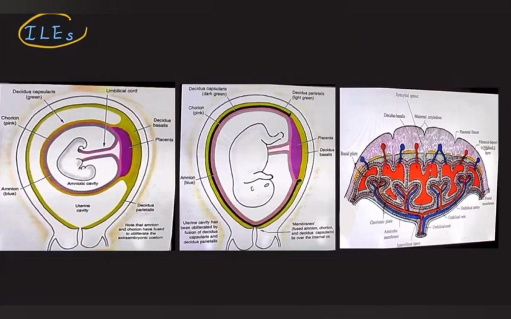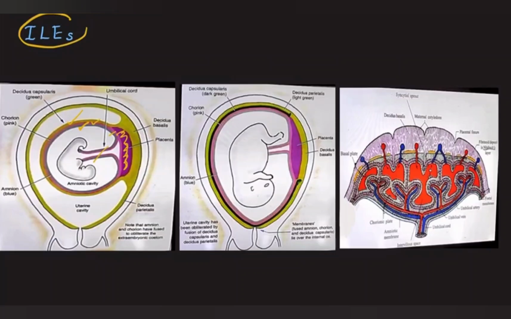See, when the fetus is actually smaller, this blue color innermost membrane is the amnion. Just outside this, pink color is actually the chorion, and beyond this is the decidua. This developing pink color structure is actually the placenta, which is also covered by the amnion and the chorion. The umbilical cord connecting the fetus to the placenta is also covered by amnion and chorion.